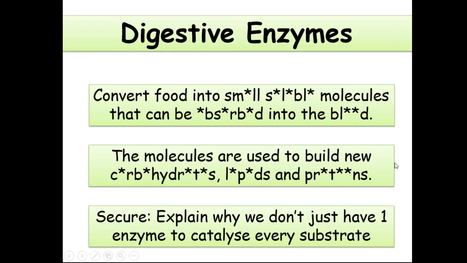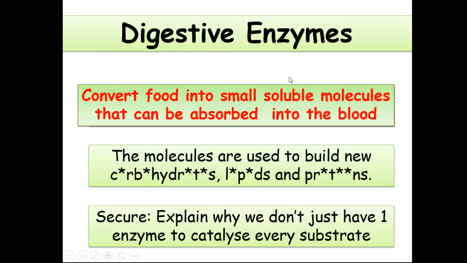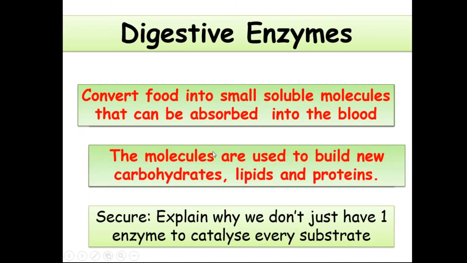So the first one should have been this: convert food into small soluble molecules that can be absorbed into the blood. So that's what digestive enzymes do. It's all about getting nutrients from our food and turning it into a form that our body can accept. Then the molecules are used to build new carbohydrates, lipids, and proteins.